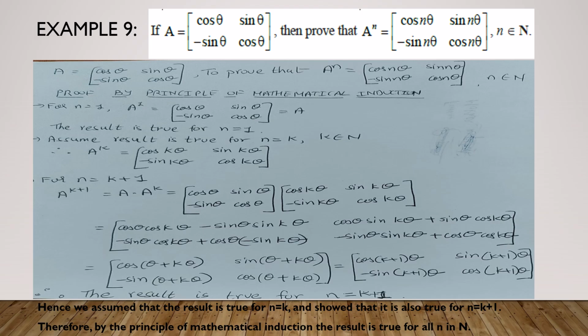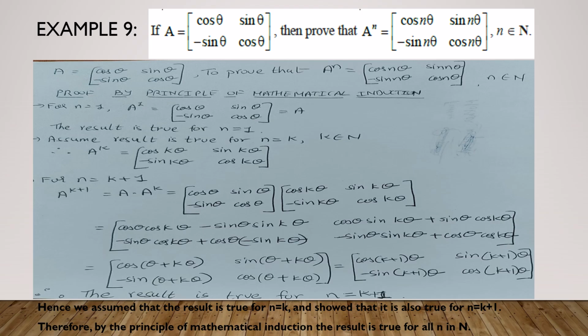The third term, take out the minus sign common, so it is sin of theta plus k theta again. And in the last term, it is cos theta cos k theta minus sin theta sin k theta, so that is cos of theta plus k theta. Now theta plus k theta, take out theta common, it is theta into k plus 1. So this is equal to cos of k plus 1 of theta, sin of k plus 1 of theta, minus sin of k plus 1 of theta, cos of k plus 1 of theta. This is nothing but the result being true for k plus 1.